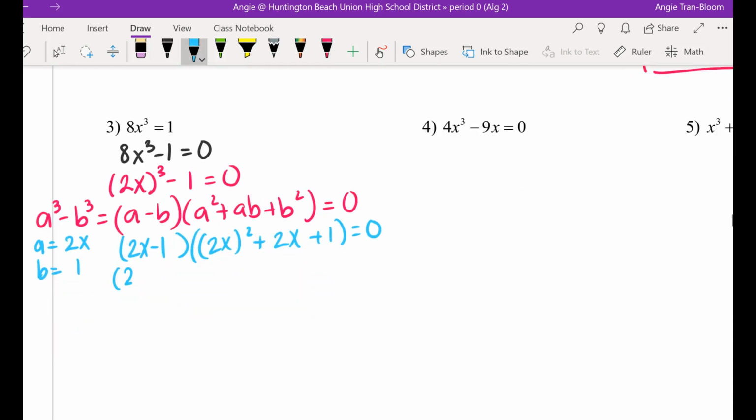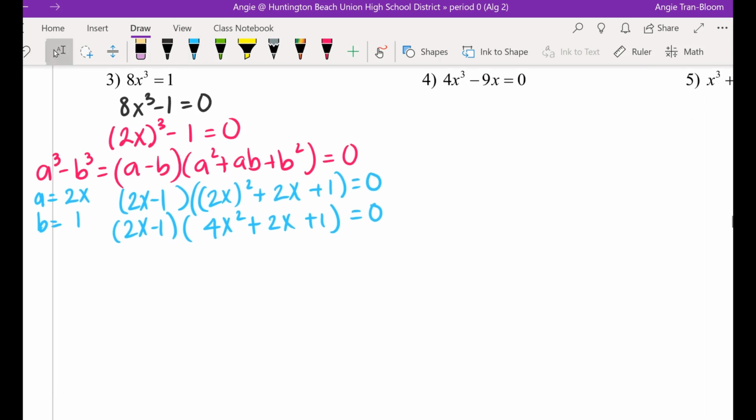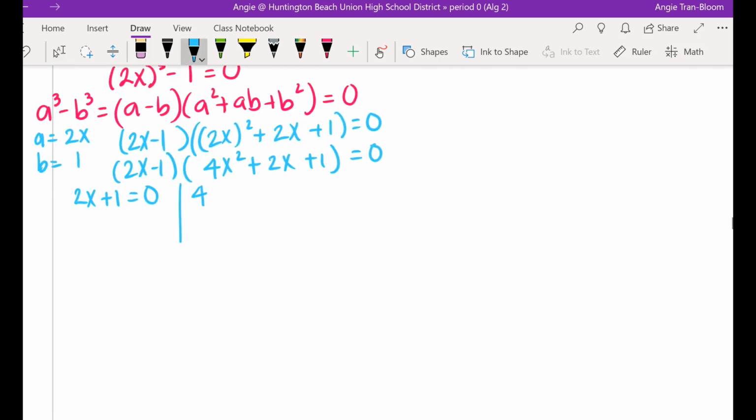Then we're going to simplify it a little bit more before I can take each factor and set it equal to 0. Okay, so this is as far as you can go. So now you can take each factor and set it equal to 0. So the first factor is 2x plus 1 equals 0. The next factor is 4x squared plus 2x plus 1 equals 0. To solve for x, move the 1 over. So now you have 2x equals negative 1. Divide both sides by 2. My first x value is negative a half.